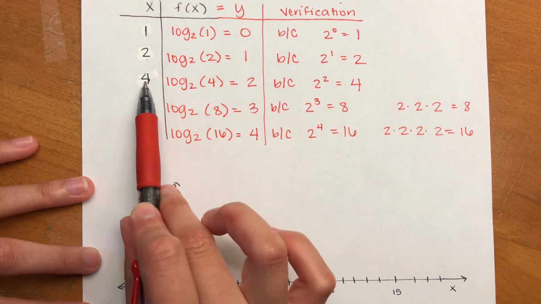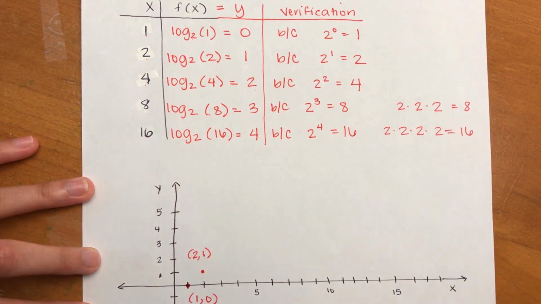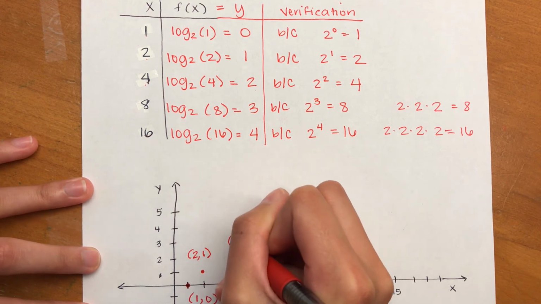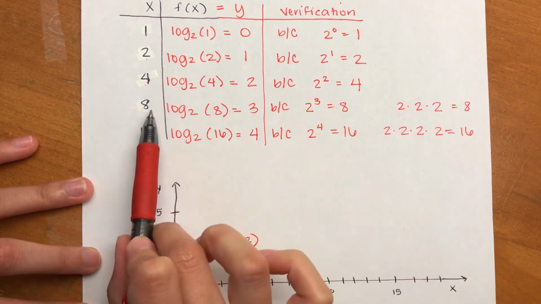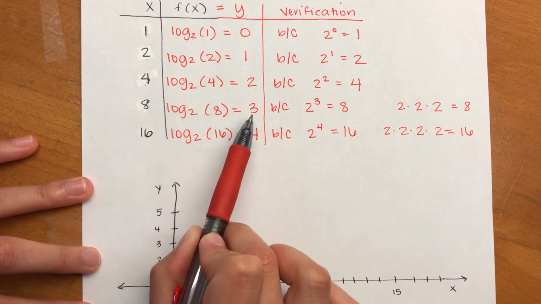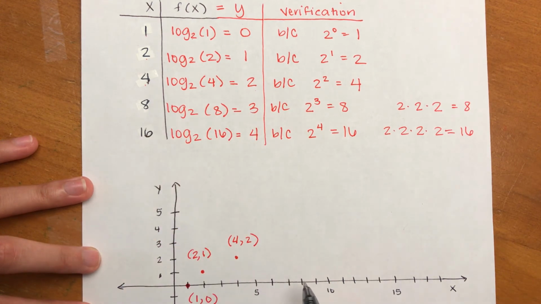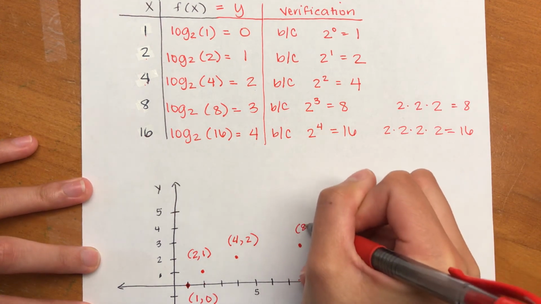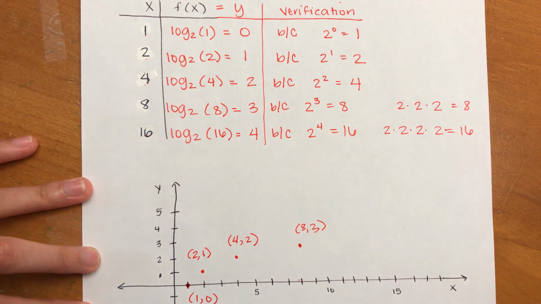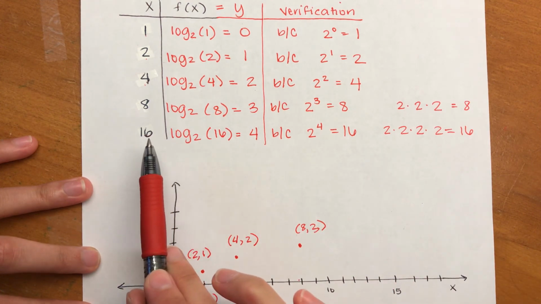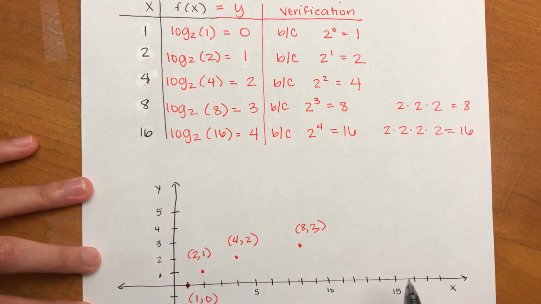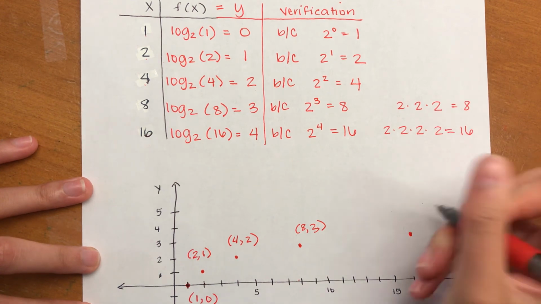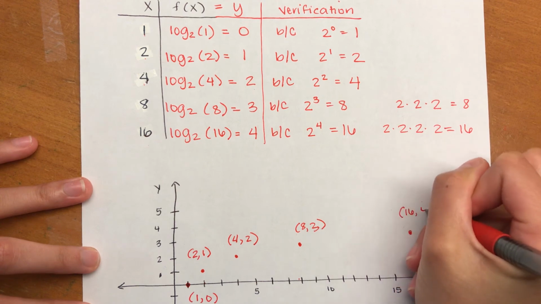Then I've got the point over 4, up 2. I'm going over 4, up 2, and that's my point (4, 2). (8, 3): we're going to go over 8, up 3. That's my point (8, 3). And finally, my point (16, 4). I'm going to go over 16 and up 4. And that's my point (16, 4).